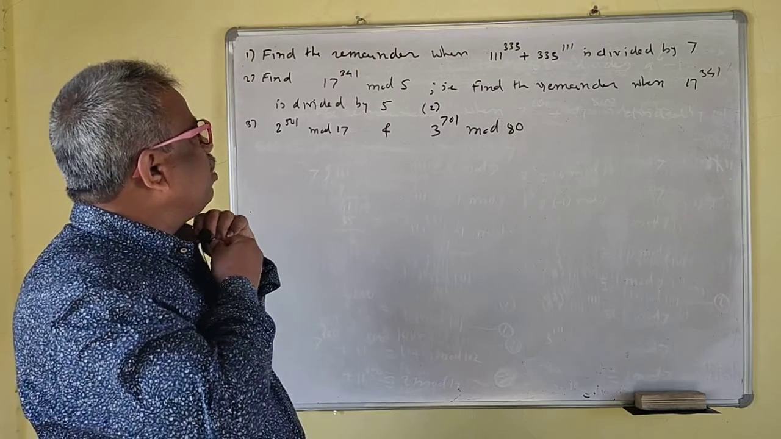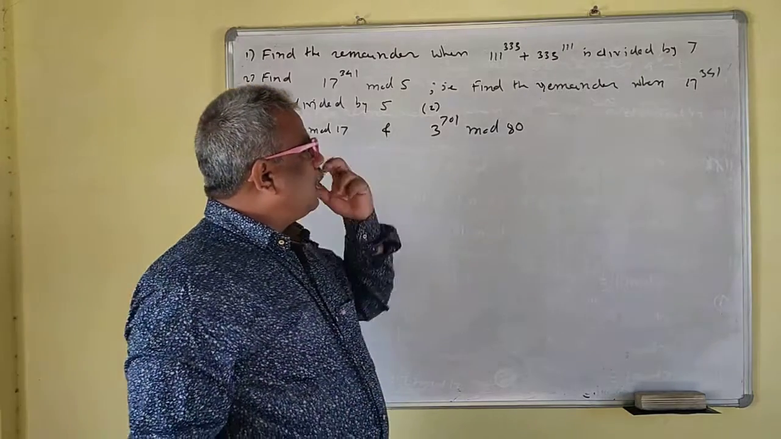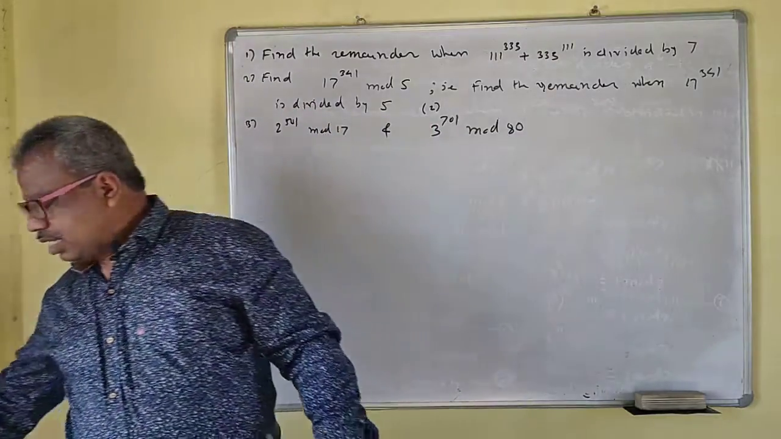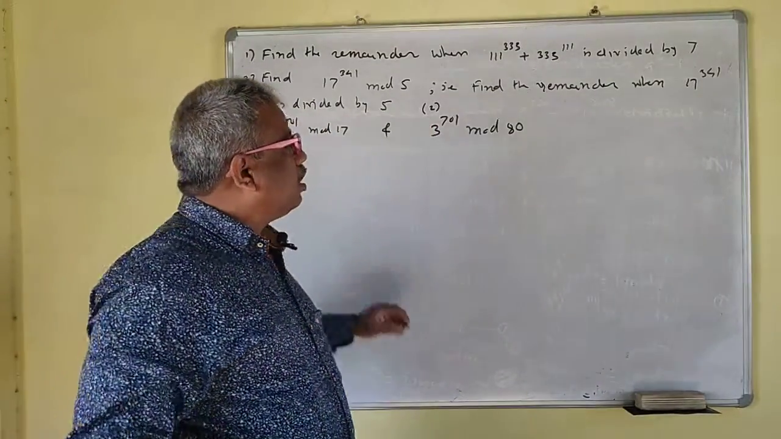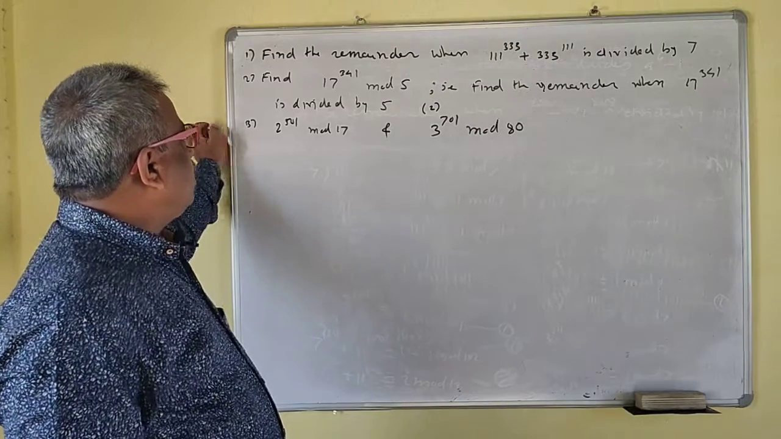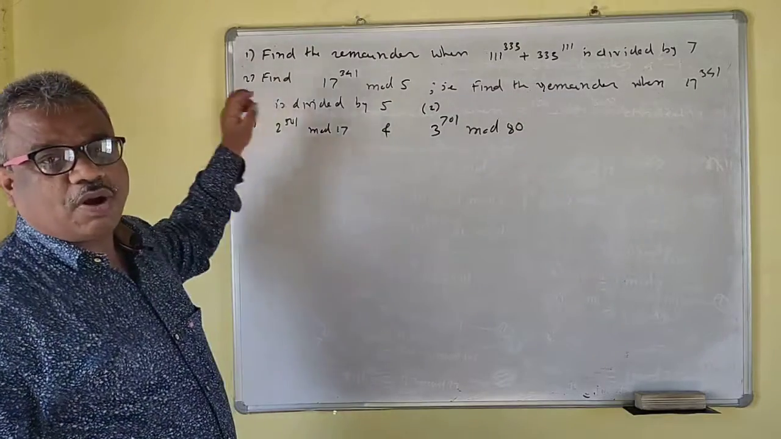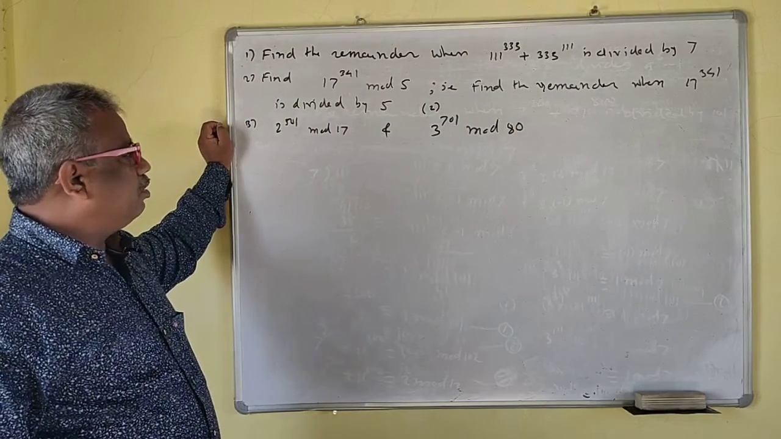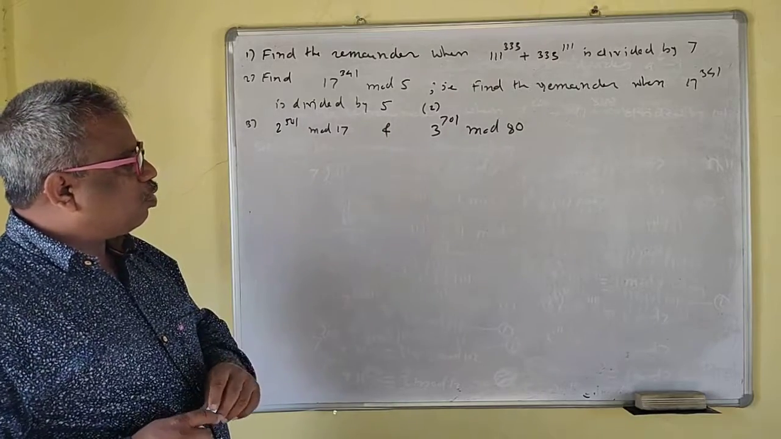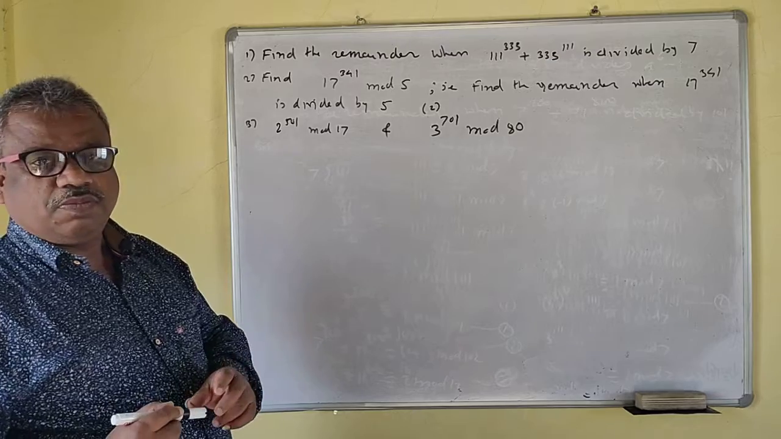Find the remainder when 111 to the power 333 plus 333 to the power 111 is divided by 7. Next we'll see the problem: find the remainder when 17 to the power 341 is divided by 5, and we'll solve these two. So in total there are 4 problems that we will solve, so that the idea of the congruence will be clear to you.